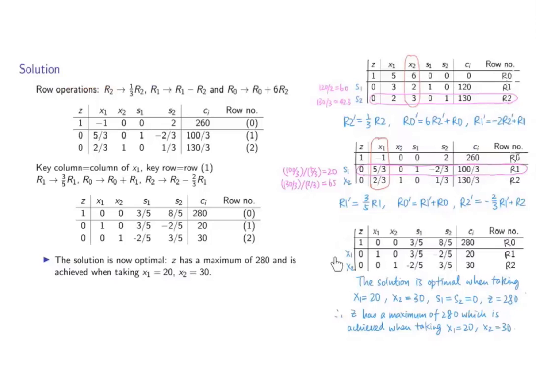We shall come to this final tableau, in which the first row no longer consists of negative coefficients for the variables. Therefore, the solution will be optimal as long as we take the value of x1 to be 20, x2 to be 30, s1, s2 to be 0, and the corresponding value for z will be 280. Therefore, z has a maximum value of 280, which is achieved when taking x1 equals 20 and x2 equals 30.